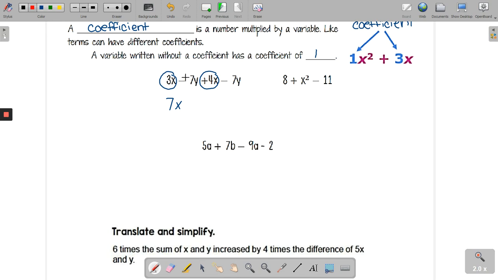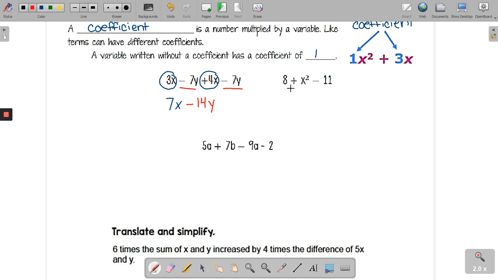Now we have a y here. So we have a negative 7y and a negative 7y. So negative 7 minus 7 gives us negative 14, and we keep the y.